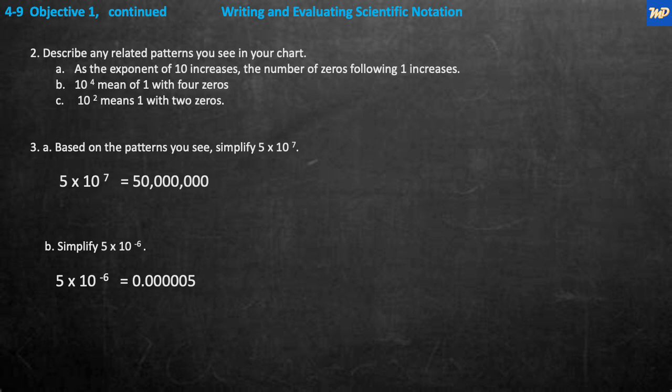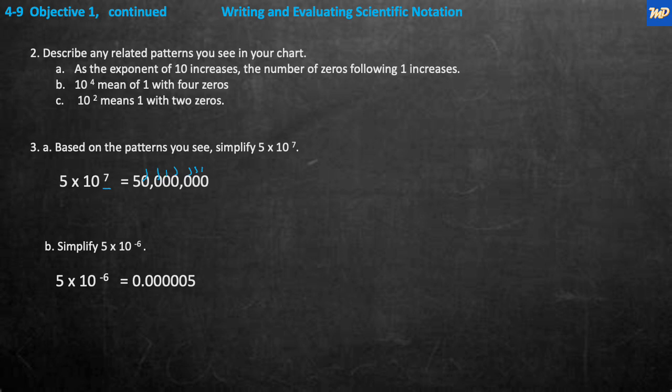How about for 3? Based on the patterns you see, simplify 5 times 10 to the 7th. So what is 5 times 10 to the 7th? So what did we do here to simplify it and get this number here? If you look at it from just the number point of view, we had 5 times 1 with 7 zeros. So look at the 7 zeros: 1, 2, 3, 4, 5, 6, 7 zeros. 5 with 7 zeros is 50 million, excuse me.